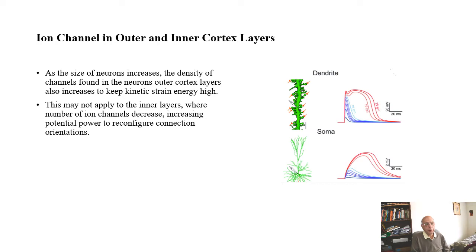Here again in this slide we see how the ion channels in the outer cortex increase the kinematic energy of the strain carrier waves, but increase the potential strain energy in the inner cortex layers, and this higher potential is powerful enough to reconfigure connectivity and encode new information, or as we call them, memory motifs or memory units.